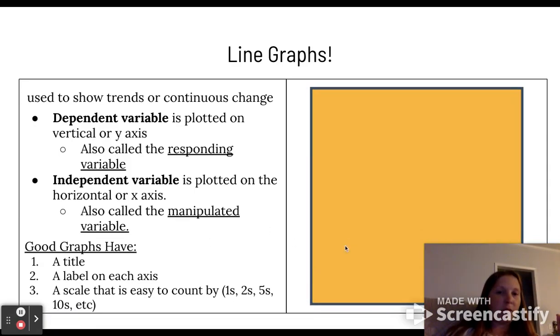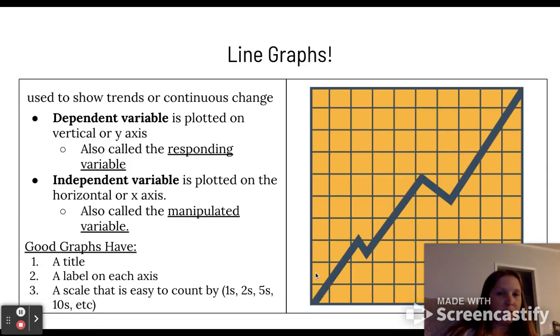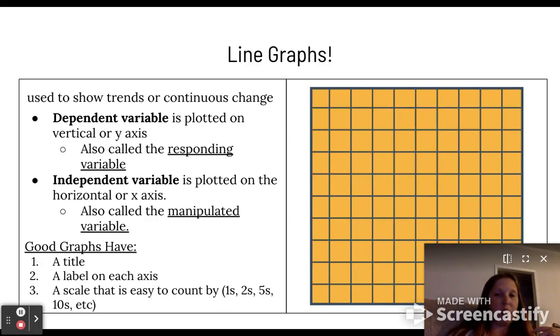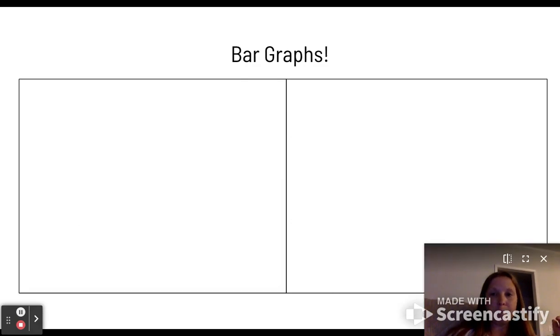So, this is what a line graph looks like, because it's continuous over time. Now, this is not a very good one because it doesn't have labels or a title, or we don't know how it's numbered, but this is just to show you what it looks like.